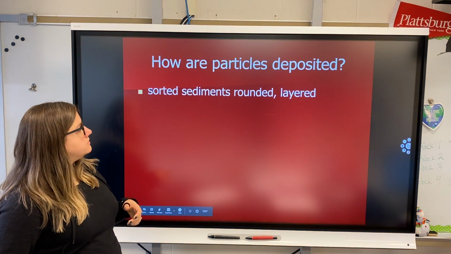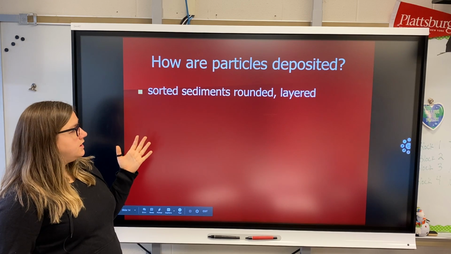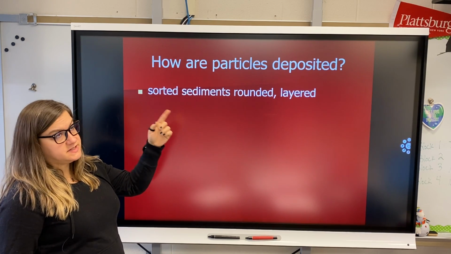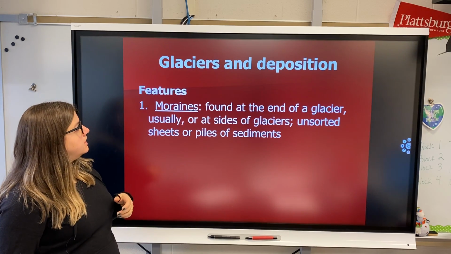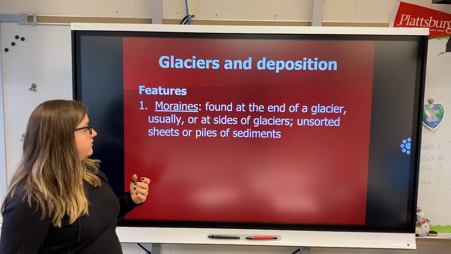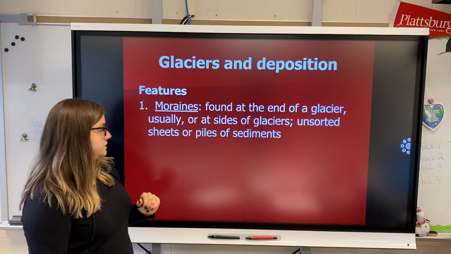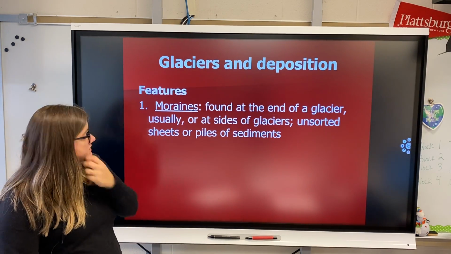Now, how are particles deposited? Well, with wind and water, they're going to be sorted and rounded, so they're going to seem as though they're layered. Glaciers are a little different, but we're going to talk about all the features that go along with glaciers. So one of the first features is a moraine.